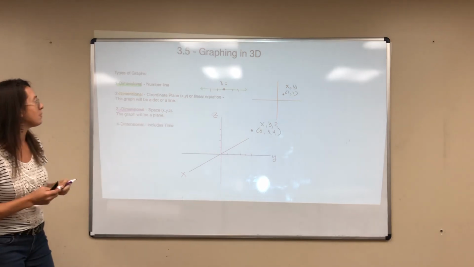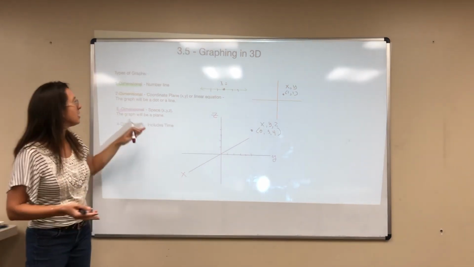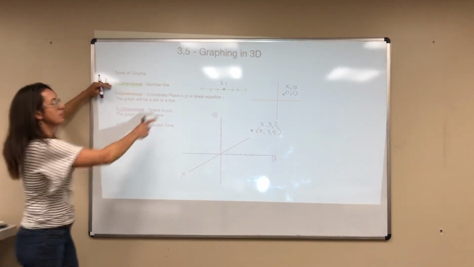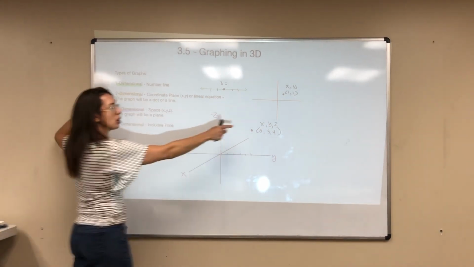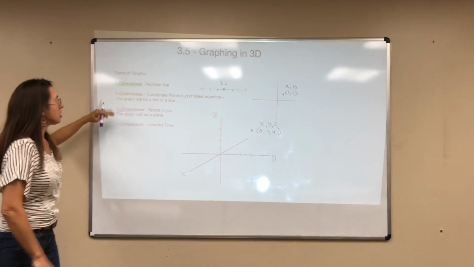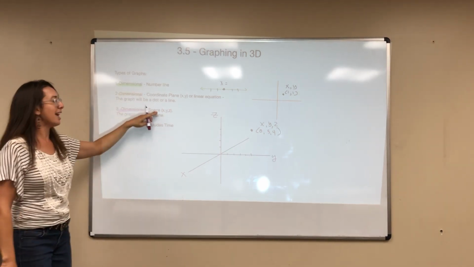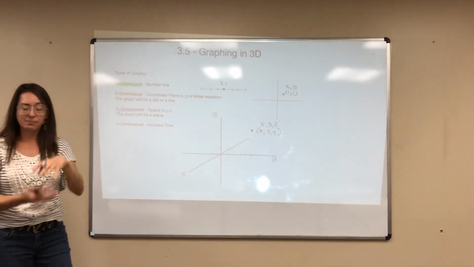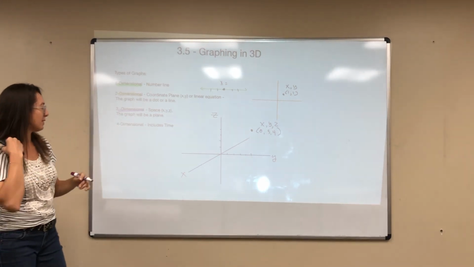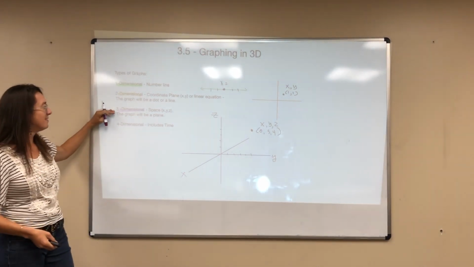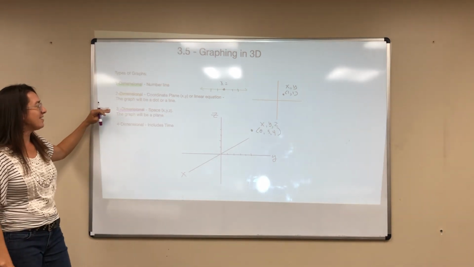Okay, so graphing in 3D. 1D was one-dimensional, just the line. 2D is two-dimensional, our coordinate plane that we're looking at. 3D means that we now have an X, Y, and Z. And I have these fun little graphs that I forgot to bring for you guys. Oh well. I'll show you how to make it.